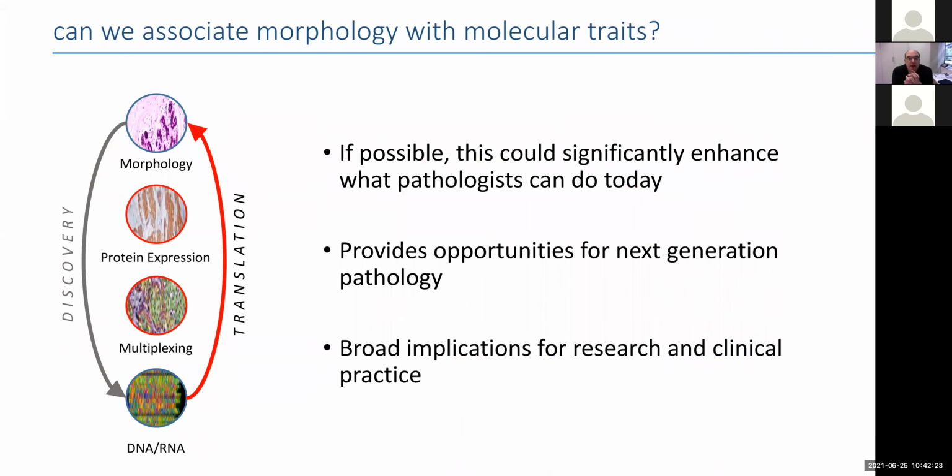So the next case goes a little bit further, and we're trying to investigate whether we can link morphology with molecular information, especially here RNA expression. And this is something we really want to investigate. Can we do something that pathologists really cannot do today? So what are the opportunities for next generation pathology?